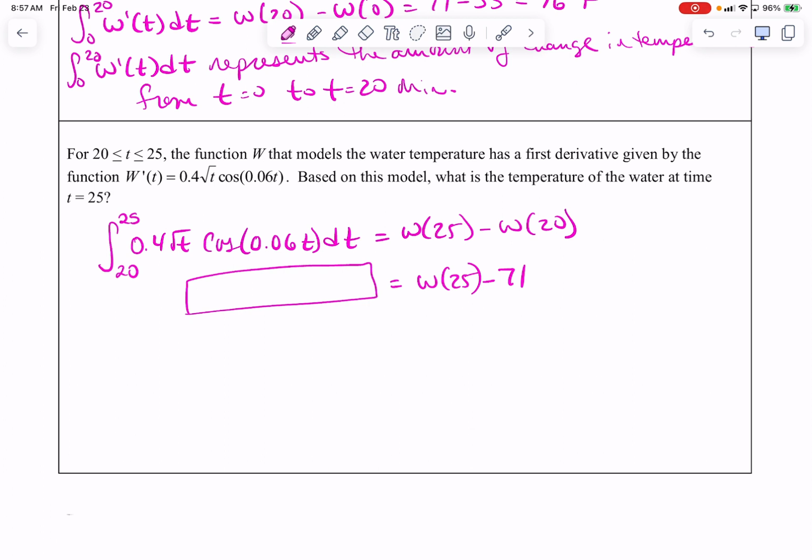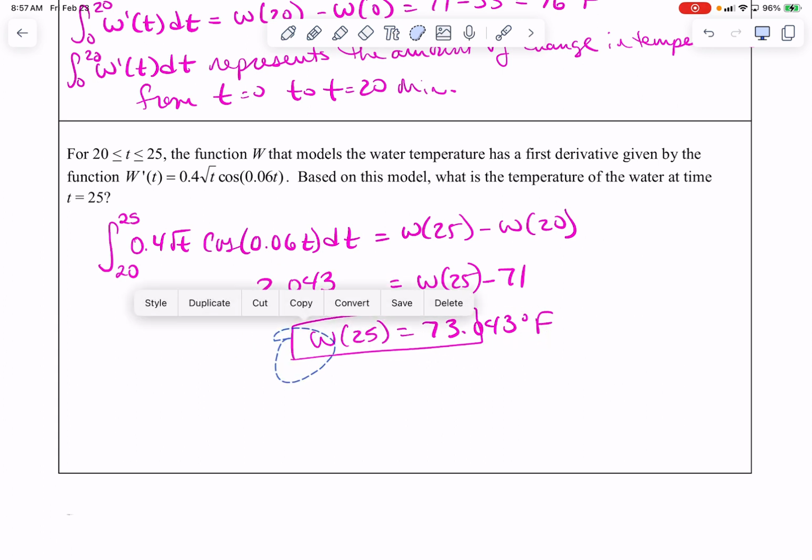Okay, so what do we get? Yeah, so W of 25 equals 73.043 degrees Fahrenheit, and we should have gotten 2.043 for that integral. Do they care about sig figs and stuff? No, they're not real big on sig figs. Okay. I'm just going to leave it.